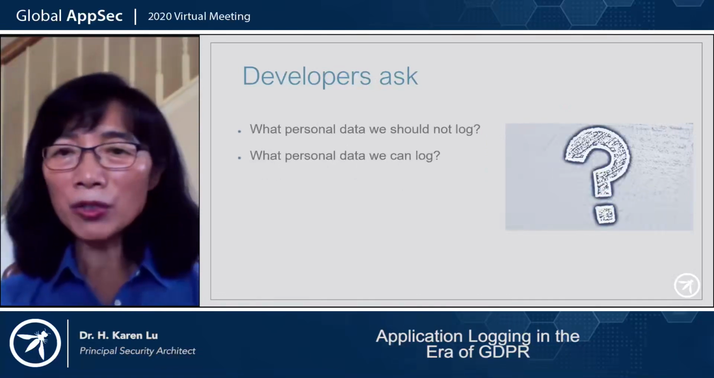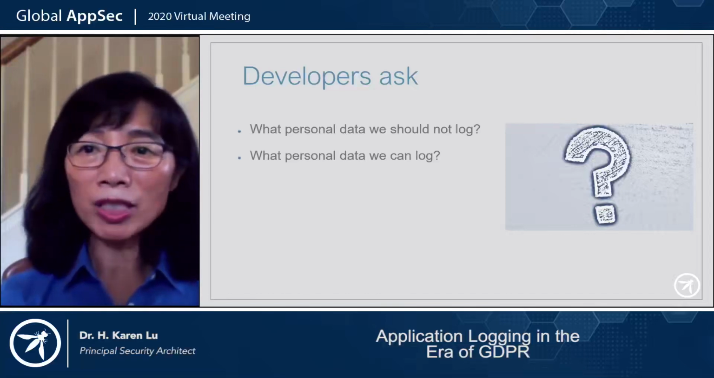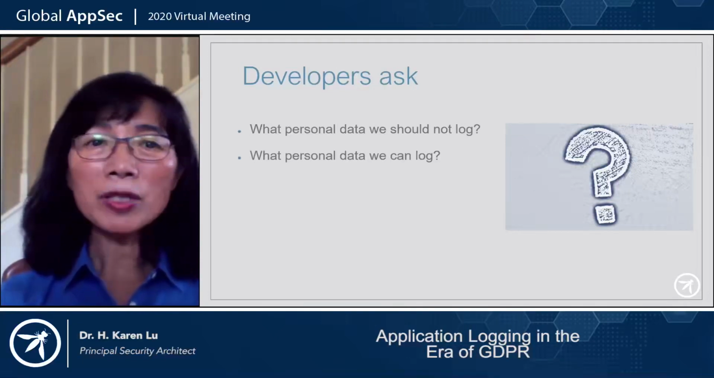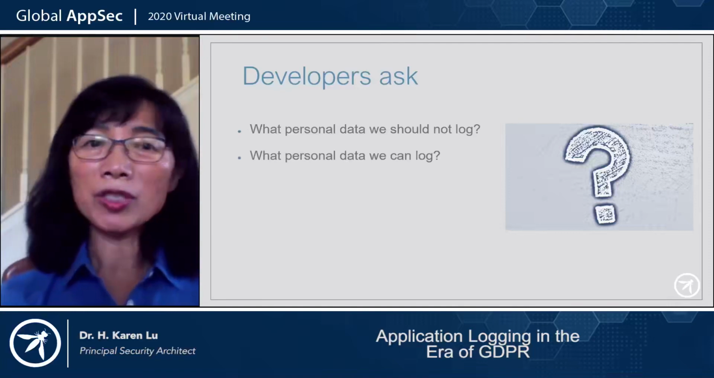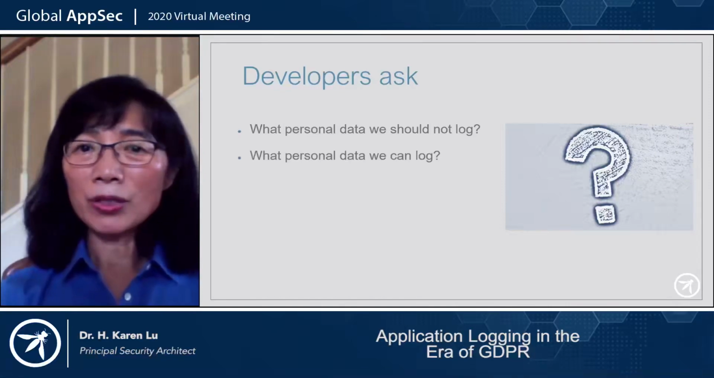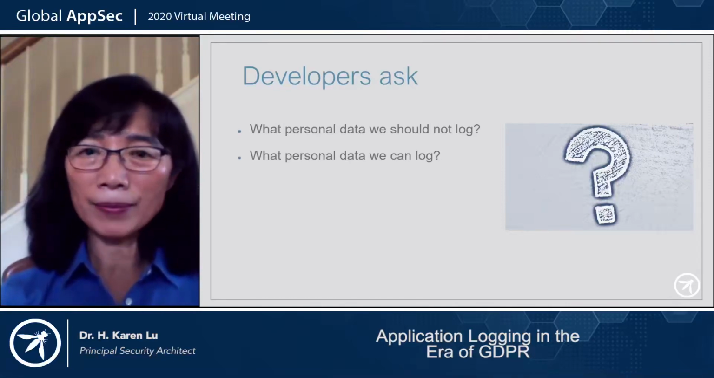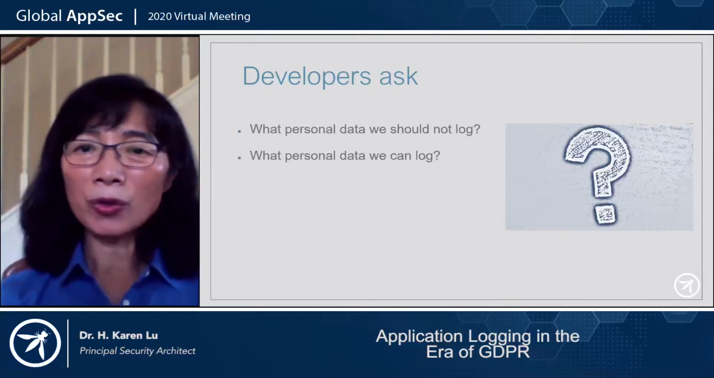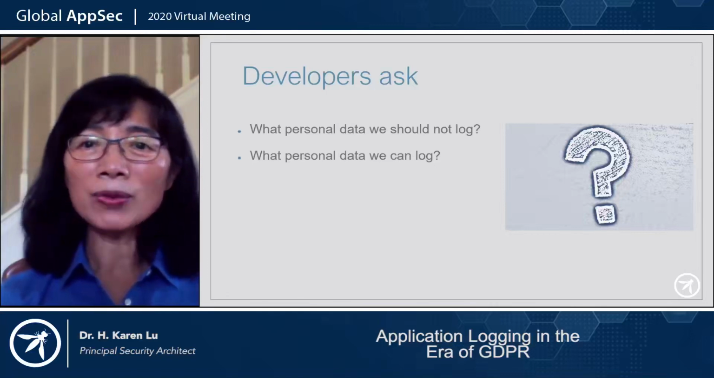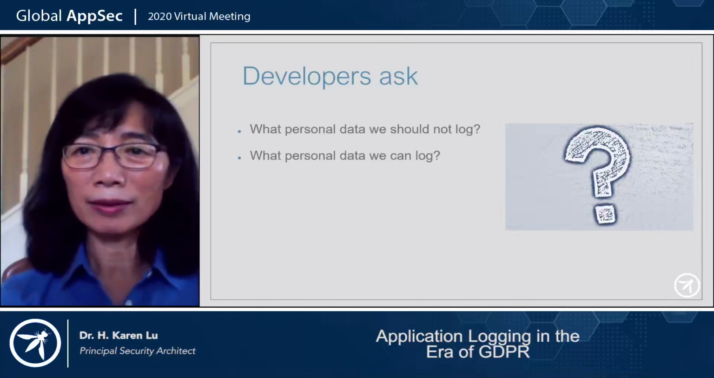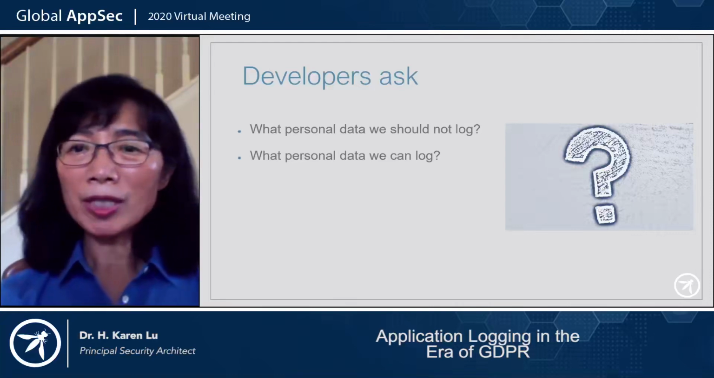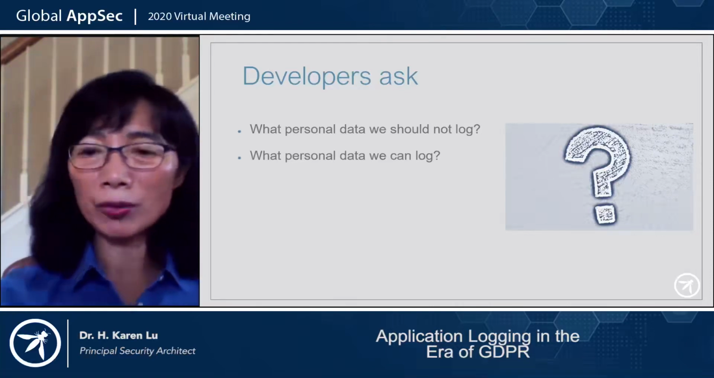Since applications log user activities, logs often include personal data. Our developers ask, what personal data should we not log, and what personal data can we log? We need to answer these questions to ensure GDPR compliance. Logging involves data recording, storage, and transmission. All these fall into the concept of data processing. Considering logging may include personal data, it needs to follow GDPR's principles of personal data processing.